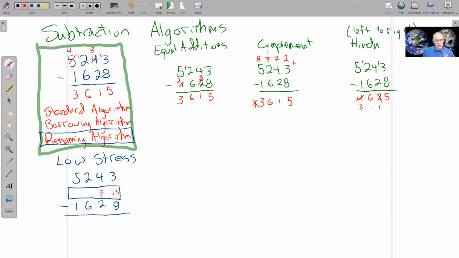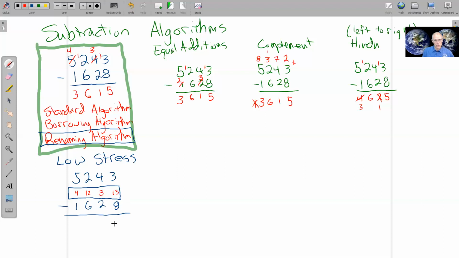3 minus 2 isn't a problem, so no big deal. And then here I have 2 minus 6 is a problem, so I'm going to have to borrow from that 5, make it a 4, and make this a 12. So I'm renaming the 5,243 as 4,000s, 12 hundreds, 3 tens, and 13 ones. I rewrite my digits here, because sometimes this crossing out and writing extra digits freaks some kids out, but this is a little cleaner.